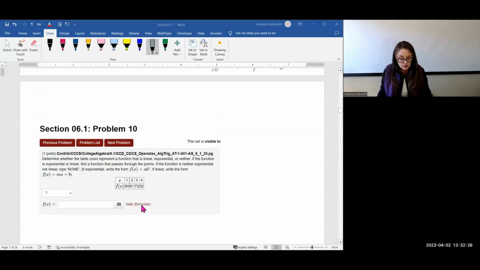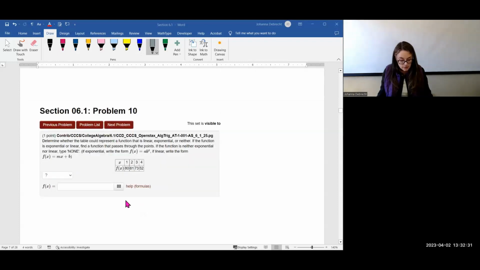So when we're looking at this one right here, we're going to be solving the same problem, deciding whether this is linear, exponential, or neither. Let's go through it and see if it's linear. That's easier to do. 80 to 61 is a difference of 19. But 61 to 73, wait, that went back up again. So that doesn't make sense. That's not linear. And then it goes to 52. It's definitely not linear. Could it be exponential? Let's take a look and see if we think it could actually be exponential.